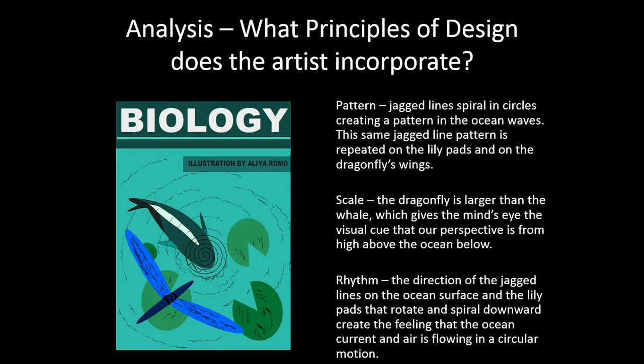Rhythm. The direction of the jagged lines on the ocean surface and the lily pads that rotate and spiral downward create the feeling that the ocean current and the air is flowing in a circular motion.